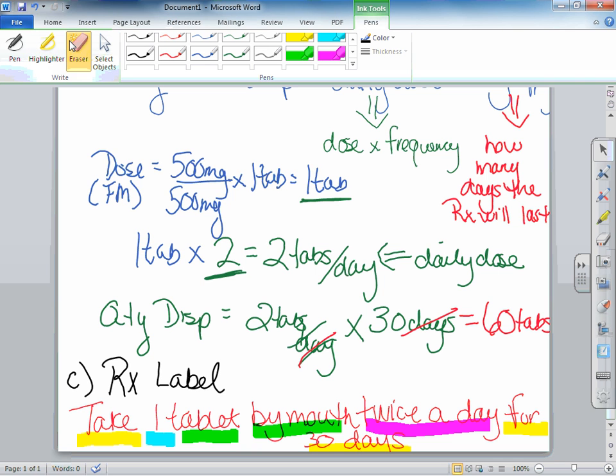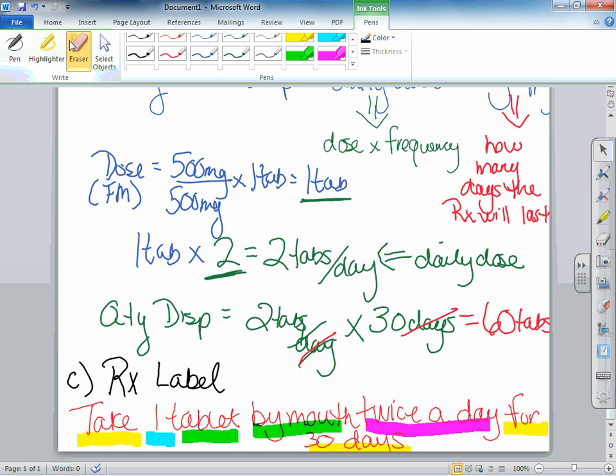500 milligrams does not tell you in detail how many tablets. So you're not going to put 500 milligrams on the prescription label. You're going to tell the patient in detail how many tablets is equal to that 500 milligrams, which we've calculated to be 1 tablet.